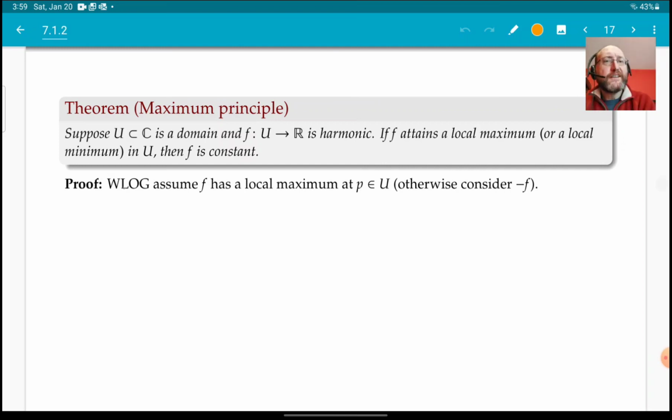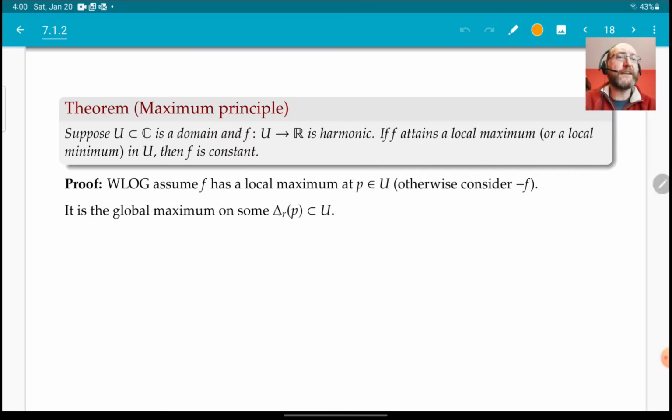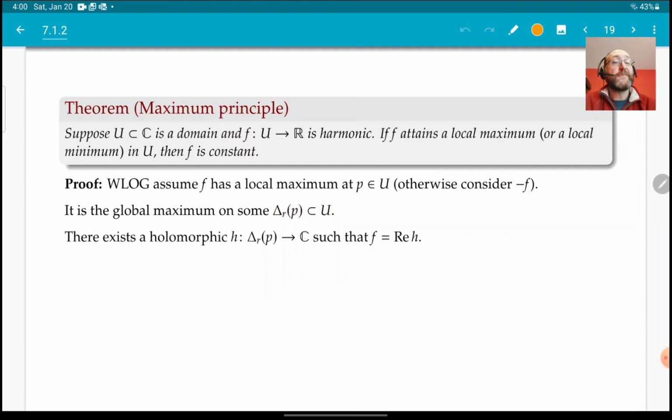Okay, so without loss of generality, just assume that it's a local maximum. So at some point P in U, f has a local maximum. Now, we could just assume that it's a global maximum, because it's going to be a global maximum on some small disk that's contained in U around P. Now, again, a disk is simply connected, so therefore there exists a holomorphic function H whose real part is f, right?